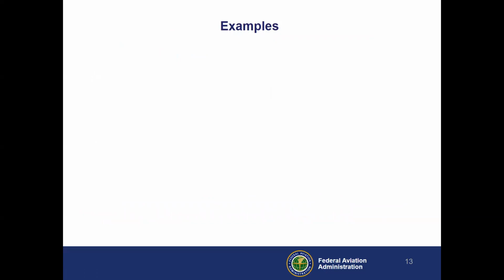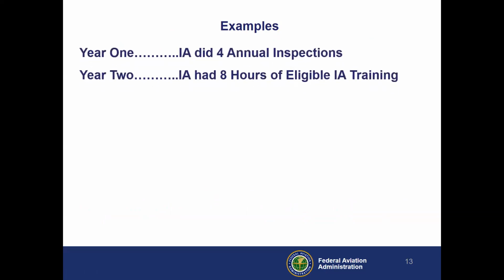Renewal activities. Here's a couple examples. Let's say in year one, an IA did 4 annual inspections, and in year 2, the IA had 8 hours of eligible IA training. And in this case, the requirement for renewal has been met.